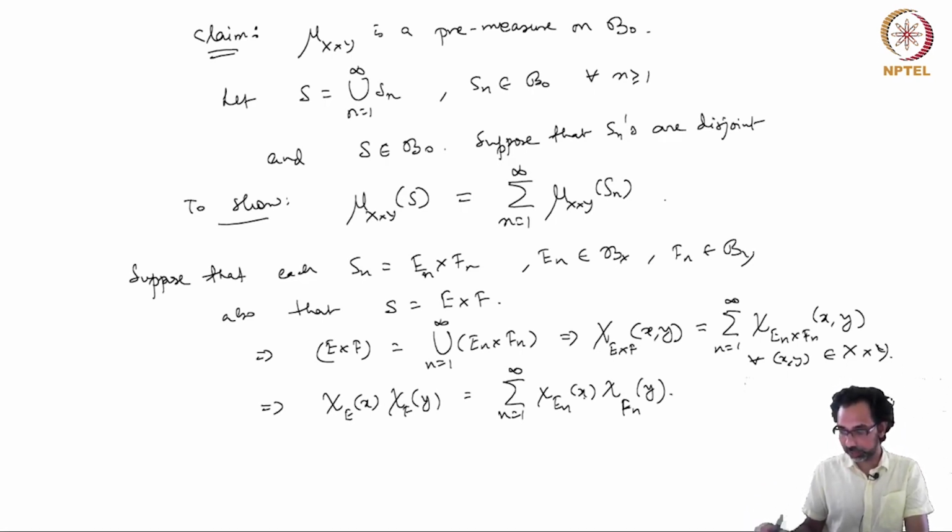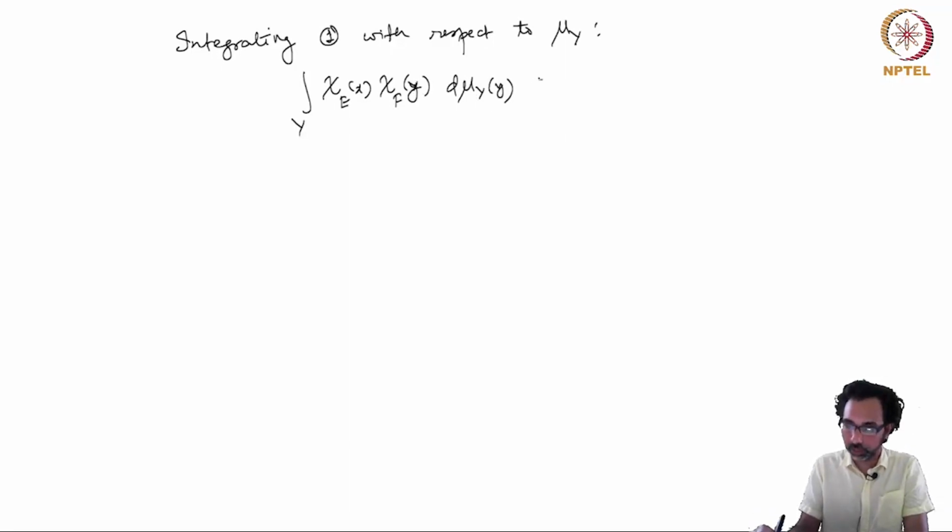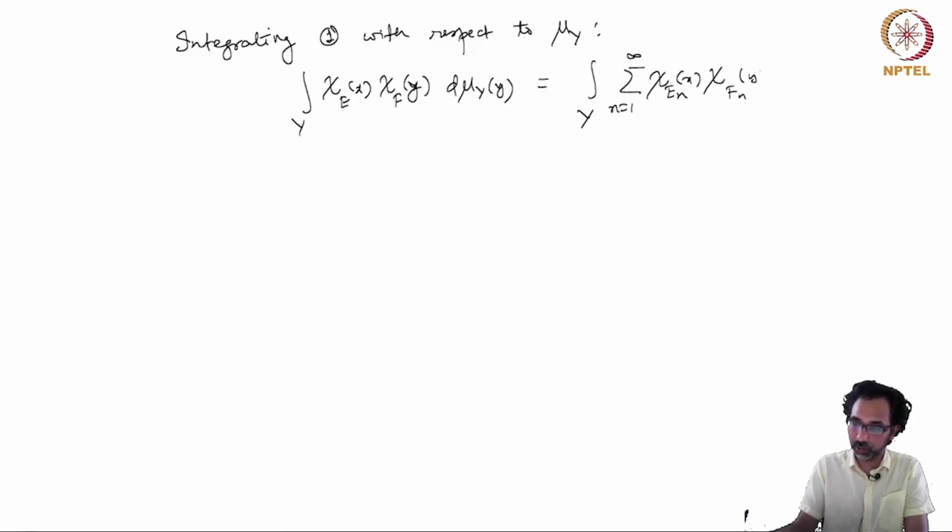And now we are going to integrate this formula that we have here. So let's call this formula 1, and then integrating 1 with respect to mu y, what do we get? So we get the integral over y of chi E of x chi F of y d mu y. So this is for y, and this is equal to the integral of the sum n equal to 1 to infinity of chi En of x chi Fn of y d mu y.